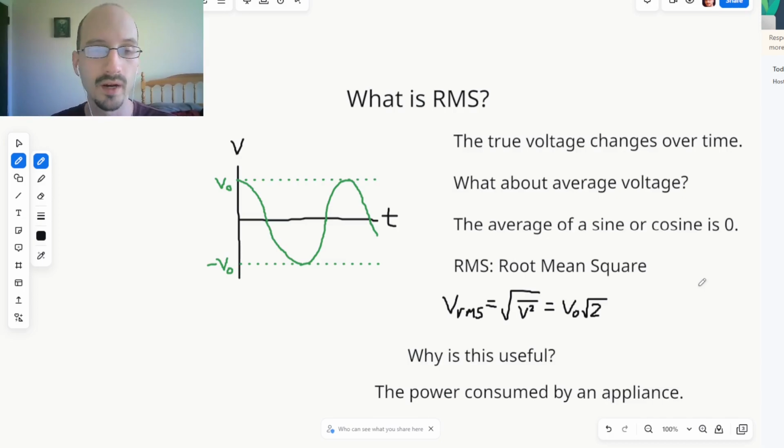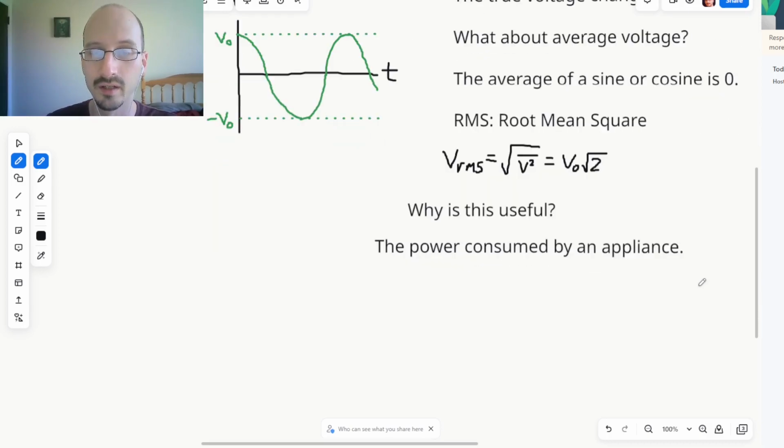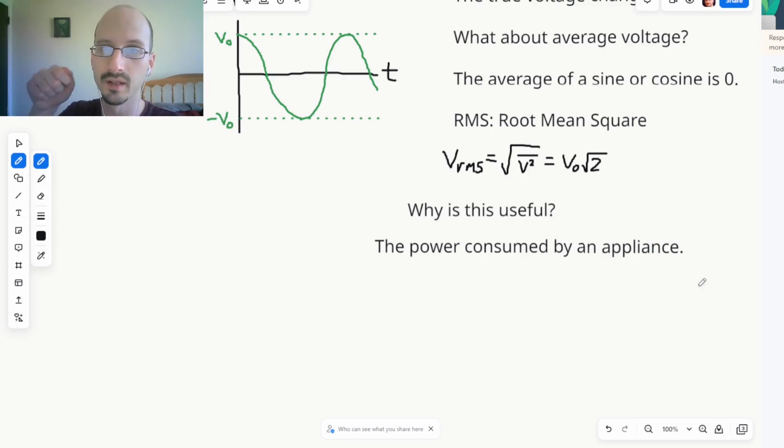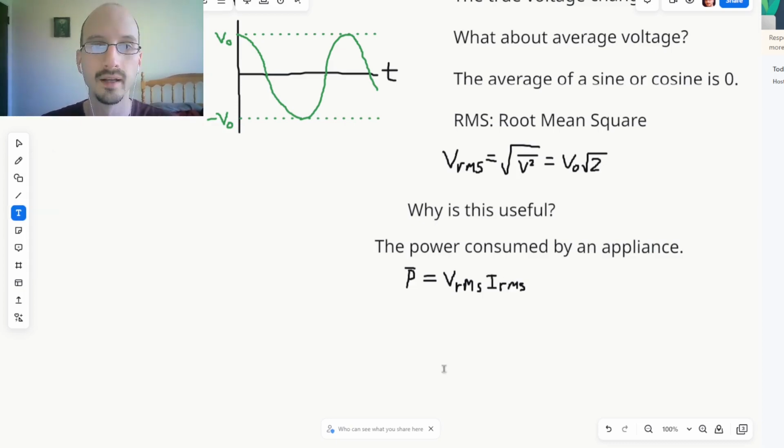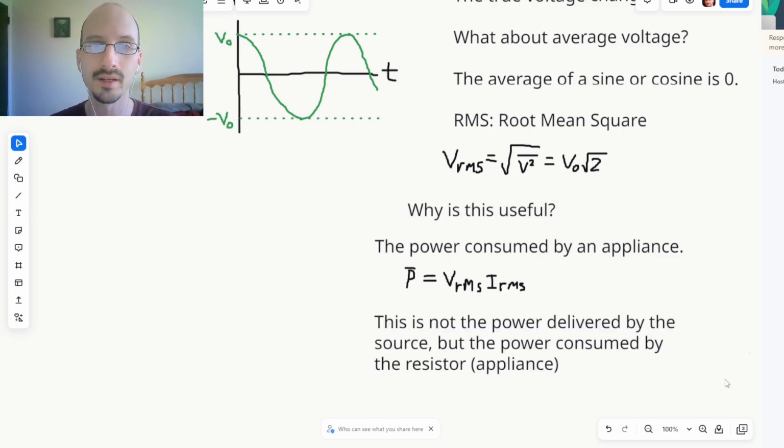Why is this useful? Why do we care about RMS averages? Well, one reason is because it tells us the power consumed by a resistor in the circuit. And any appliance, for instance, that you plug into the outlet in a wall can be thought of as effectively a resistor. So the equation would be the average power is equal to the voltage RMS times the current RMS. Now, it is very important to note that this is not the power delivered by the source. It is the power consumed by the appliance or by the resistor. This is an important distinction because the power delivered by the source has a slightly different equation, which we'll get to later.